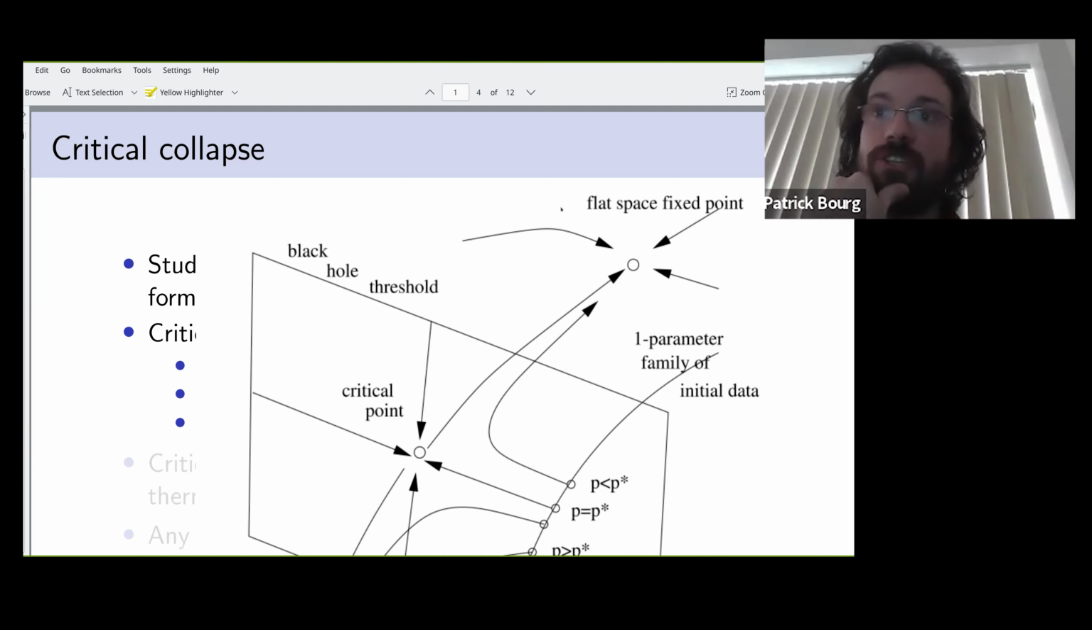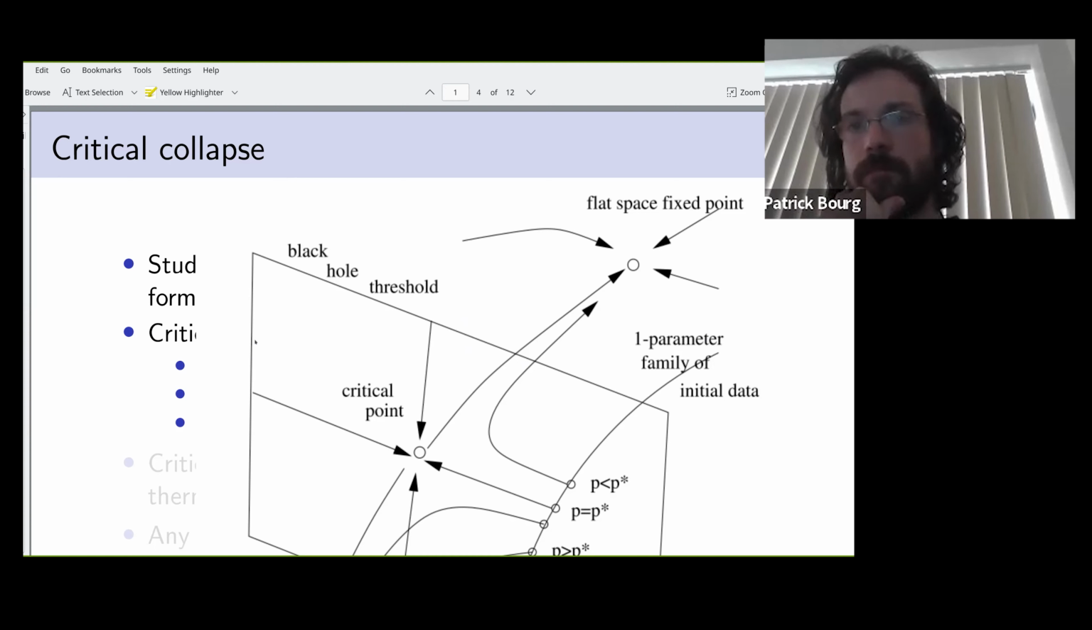Then one naive question you could ask is, what happens if you fine-tune your parameter right at the threshold between these two things? Your phase space is basically divided into these two different end states, in this picture, by this two-dimensional sheet. When you start on initial data that's right on that sheet, it's not going to collapse into a black hole, nor is it going to disperse to infinity, but instead you're going to get something else. It will turn out that the spacetime you get will contain a naked singularity.